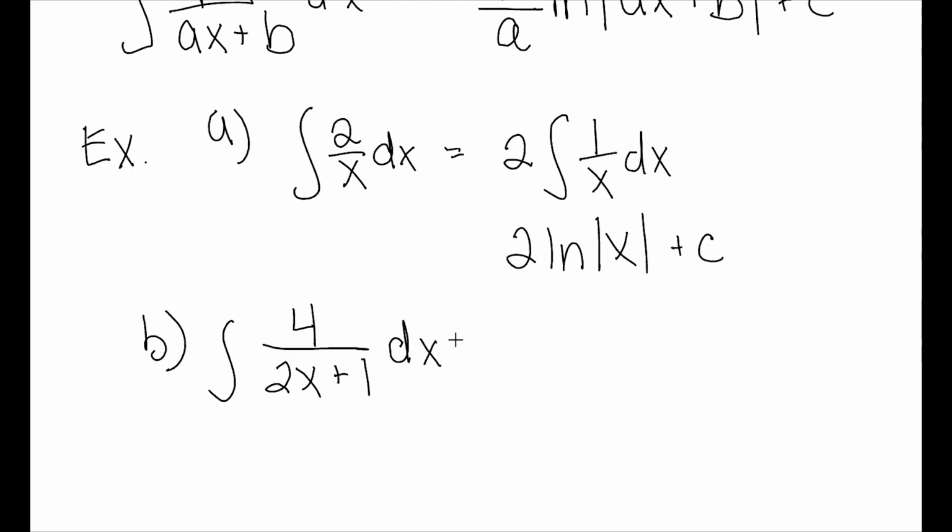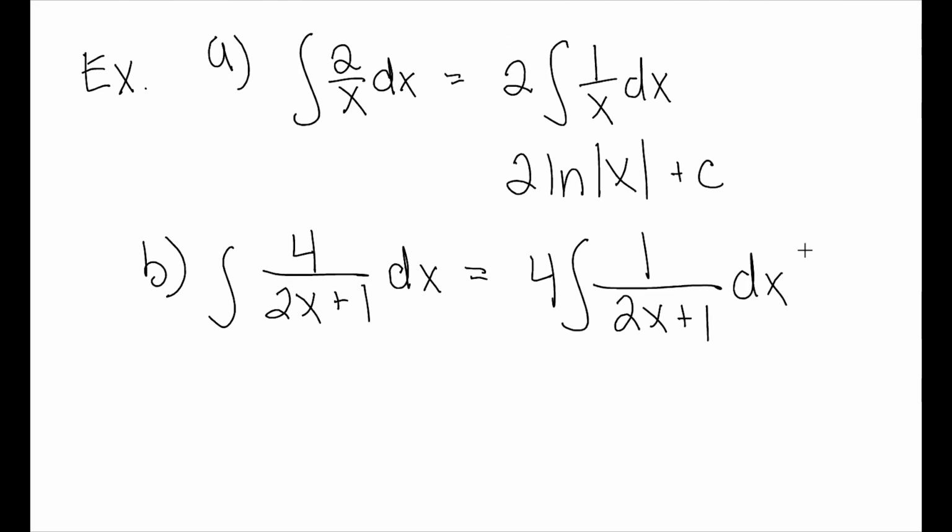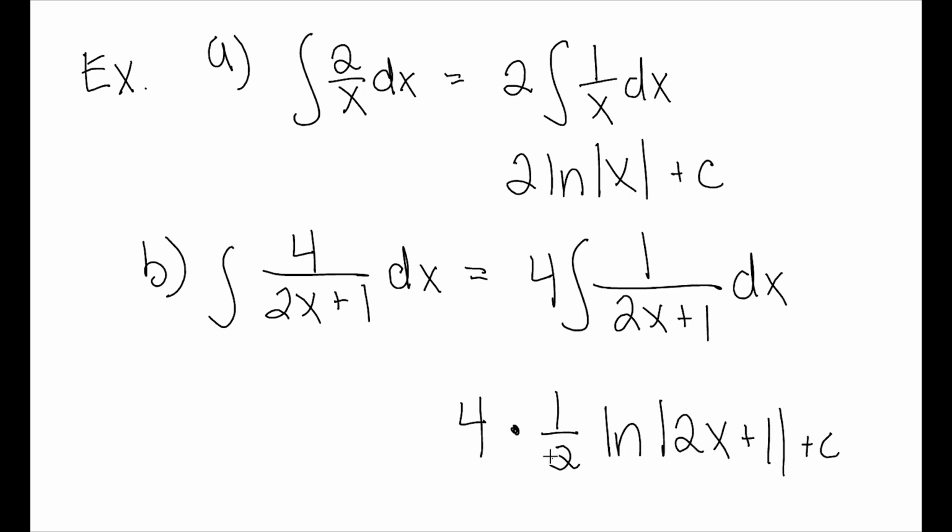If they want you to integrate 4 over 2x plus 1, you will still pull the 4 out. That's my constant. So the 4 stays in front. We're going to divide by 2, or multiply by 1/2, and multiply that by the natural logarithm of 2x plus 1, and add a c at the end, and just simplify to become 2 times the natural logarithm of the absolute value of 2x plus 1 plus c.